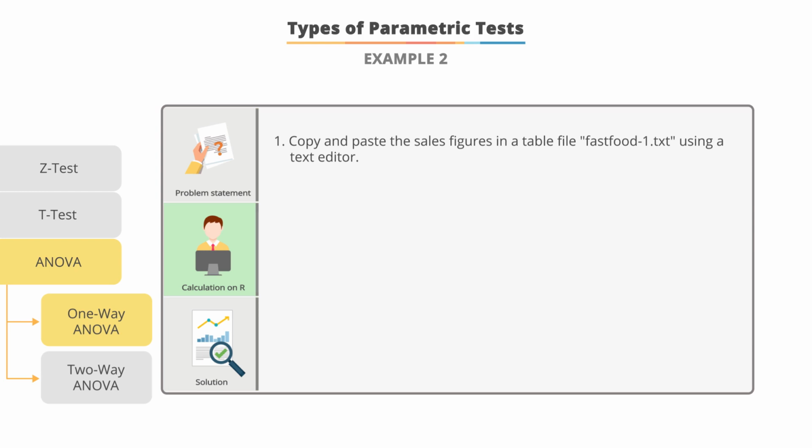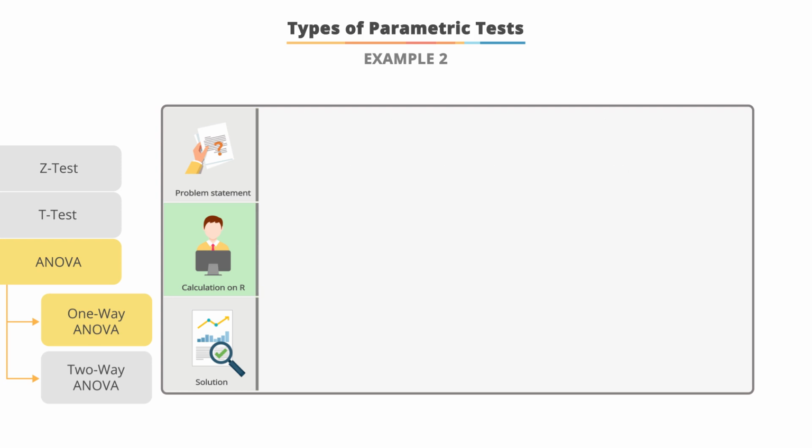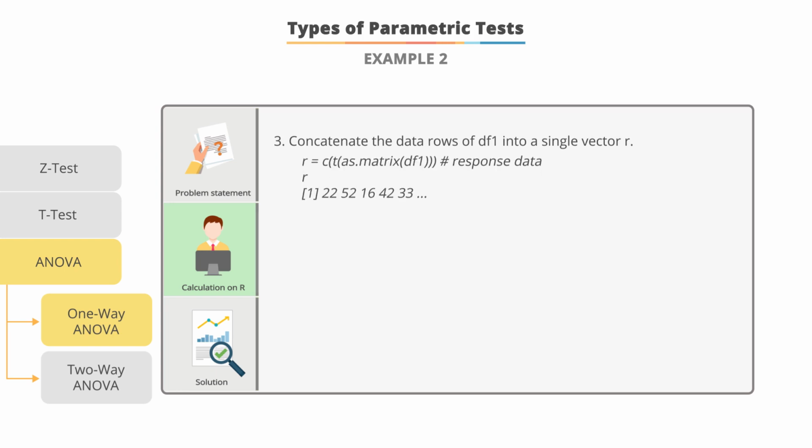And now open RStudio, load the file into a data frame called df1 using the read.table function. The syntax here will be df1 equals read.table, fastfood-1.txt, and we want header to equal TRUE. Now, in R, once you've done that, type in df1 and make sure the following code shows up as the output below. Now, from that matrix, let's concatenate the data rows into a single vector labeled r. So using the syntax, you should get an output that instead of a matrix, you'll get a single numeric vector.